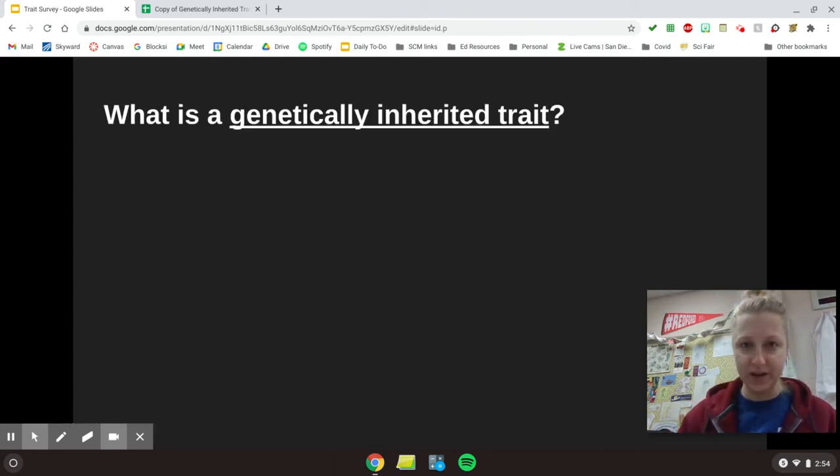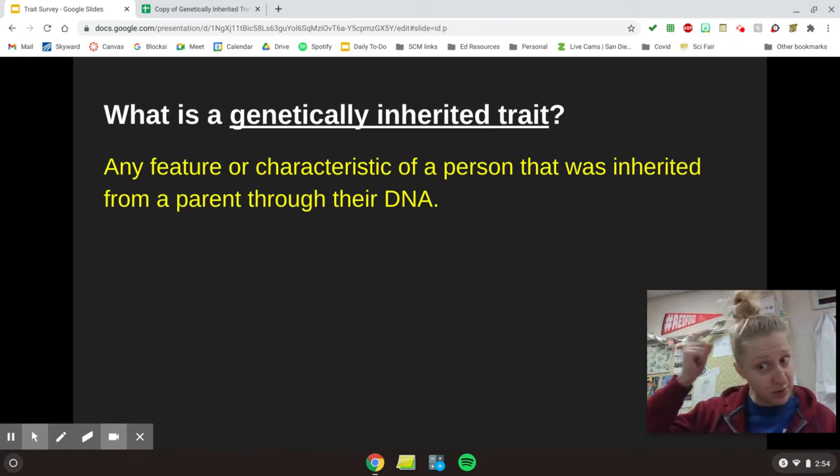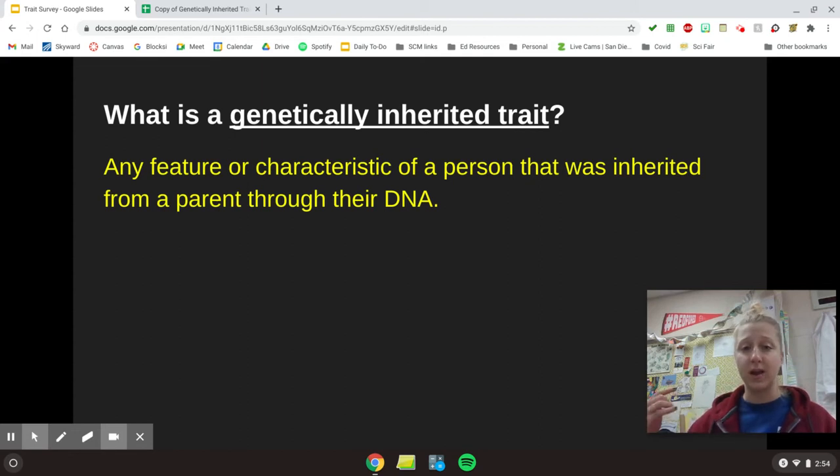All right, so what is a genetically inherited trait anyway? It's any feature or characteristic of a person that was inherited from a parent through their DNA. So hopefully you know that we have DNA inside of us. DNA is sort of like a blueprint or like a code for who we are, for what we look like, for a lot of different things about us. And so, for instance, the example I always use is my hair color is like the same hair color as my dad's. So my hair color is an inherited trait from my dad.